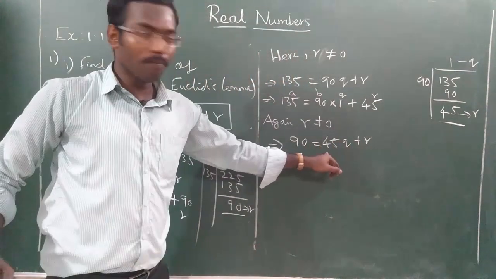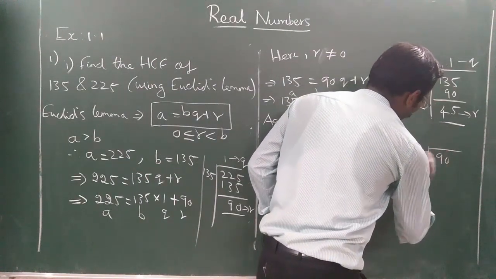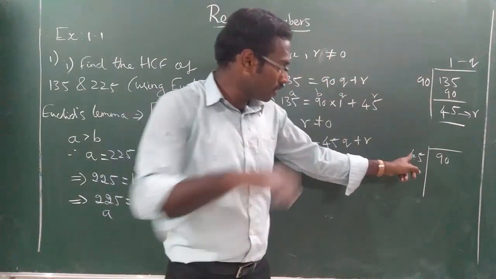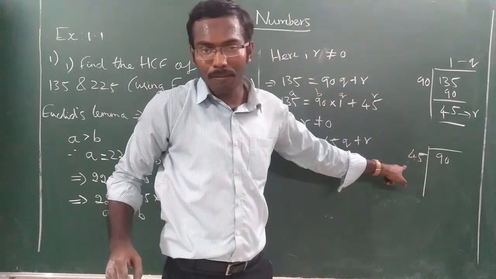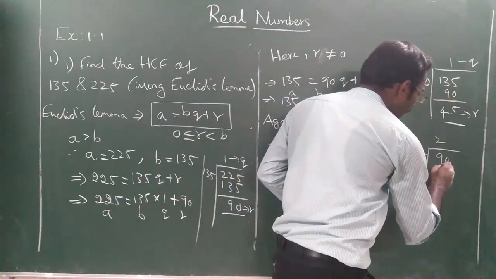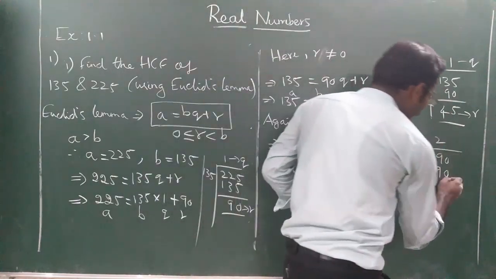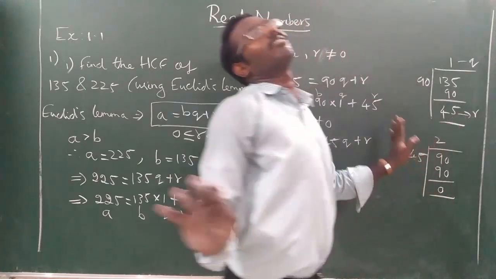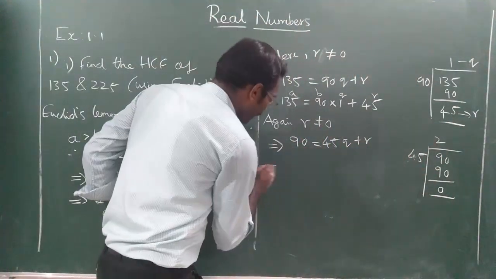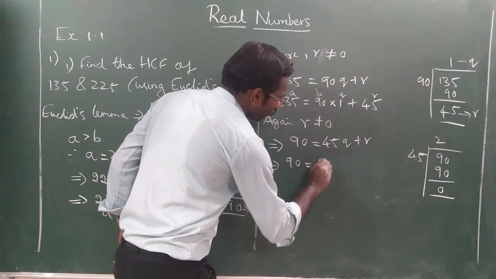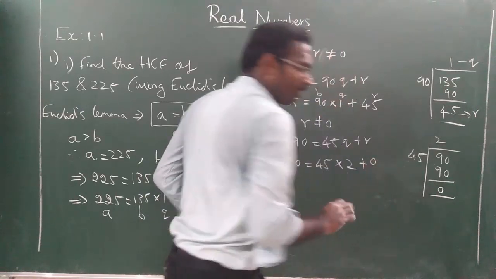Now, divide 90 by 45. Okay. So 90, 45. How many times? How many times? Come on. Rahul sir, how many times? 45 2s are 90. Right? So 45 2s are 90. Remainder is 0. If the remainder is 0, then you can breathe easily. Okay. So you will get 90 is equal to 45 into quotient 2. Remainder is 0. That's all.